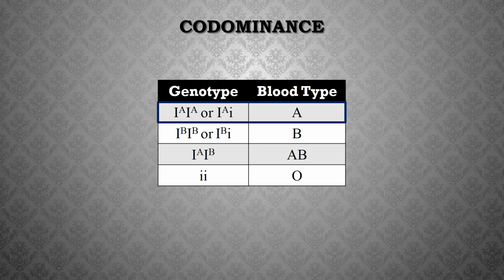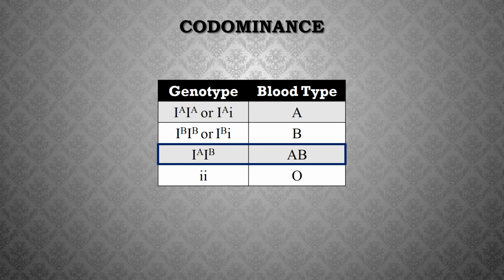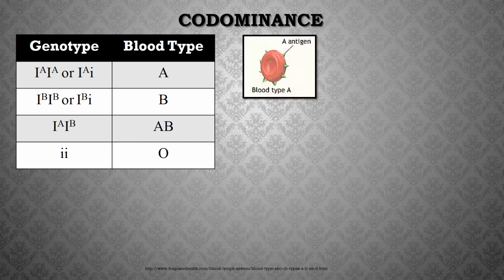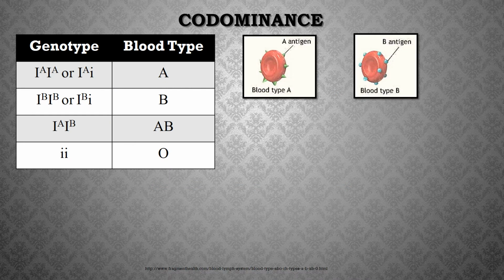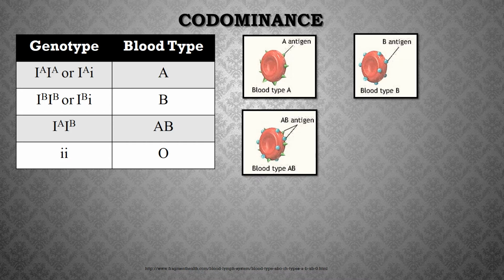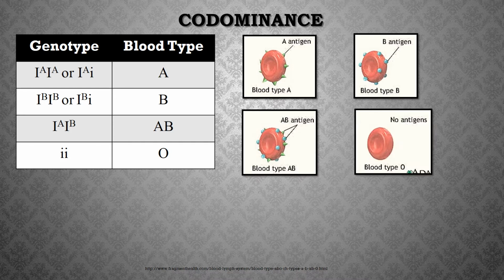So for blood type A, it's either going to be written as AA or Ai. Blood type B, written as BB or Bi. Blood type AB is written with an A and a B. And blood type O is little i. So blood type A is going to have an A antigen. Blood type B is going to have a B antigen. Blood type AB is going to have both A and B antigens. And blood type O is going to have 0 antigens.